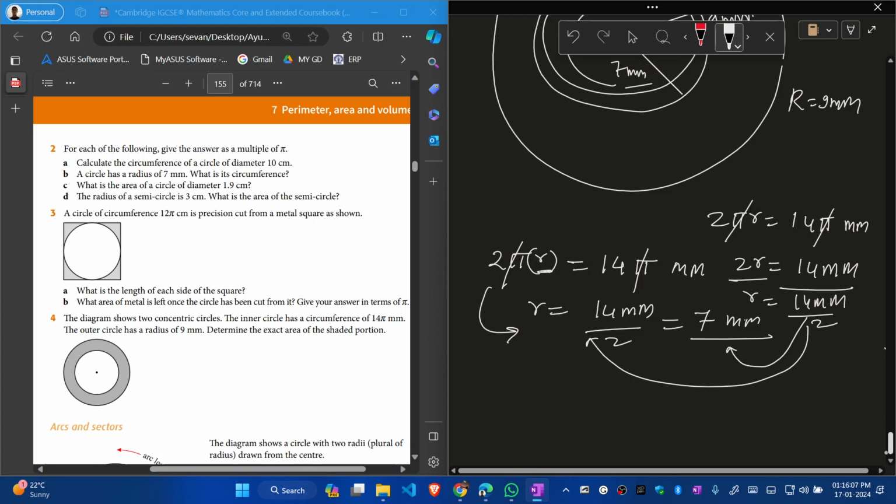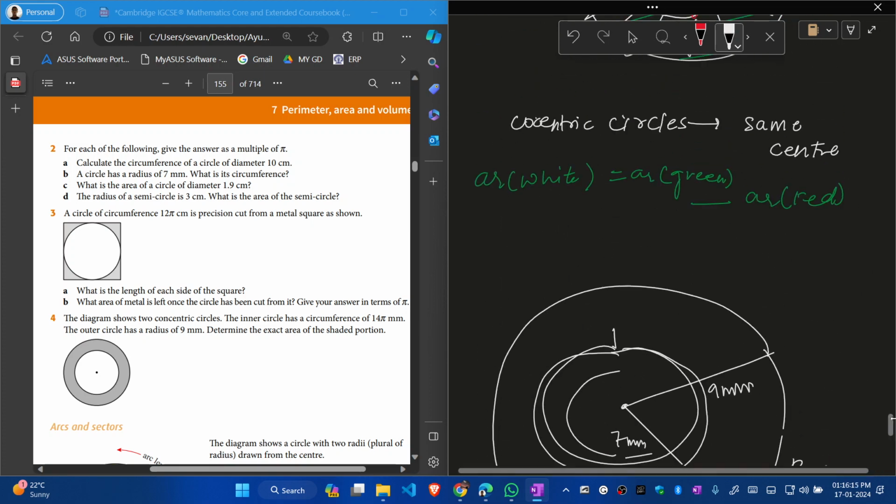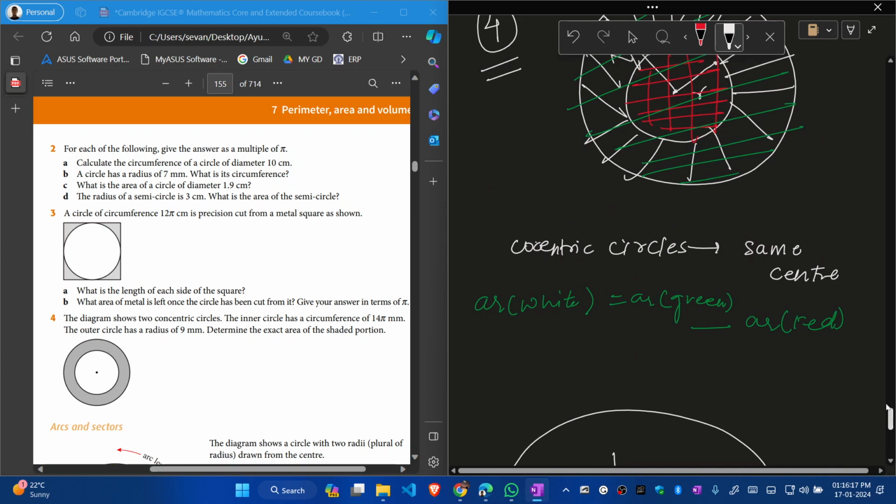Then it will be simple, 7 mm. Okay, so now you have to find this one. What is our meaning? The meaning is to find the area of the green one, then find the area of the red one, then take the difference, and you will get the area of the white part.